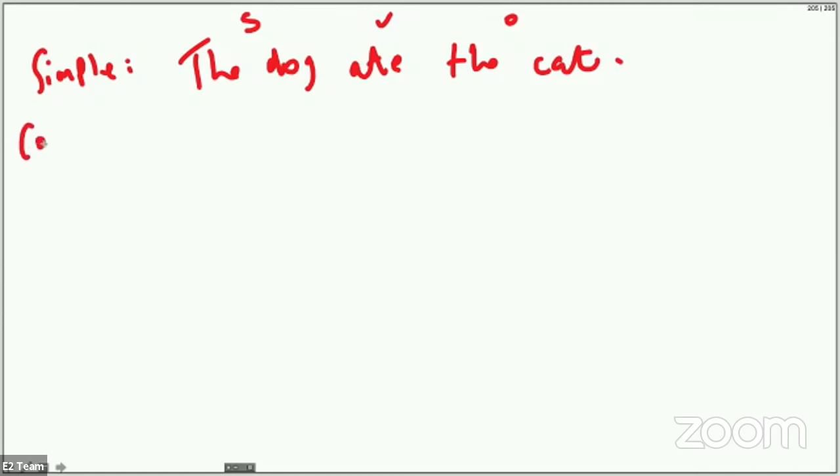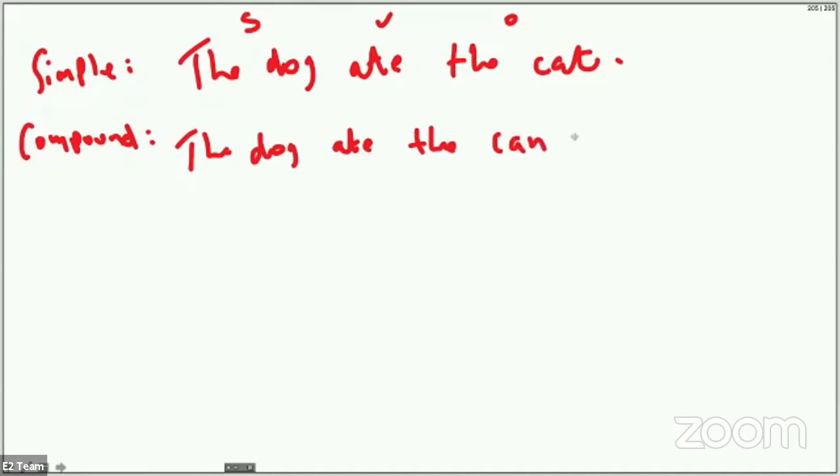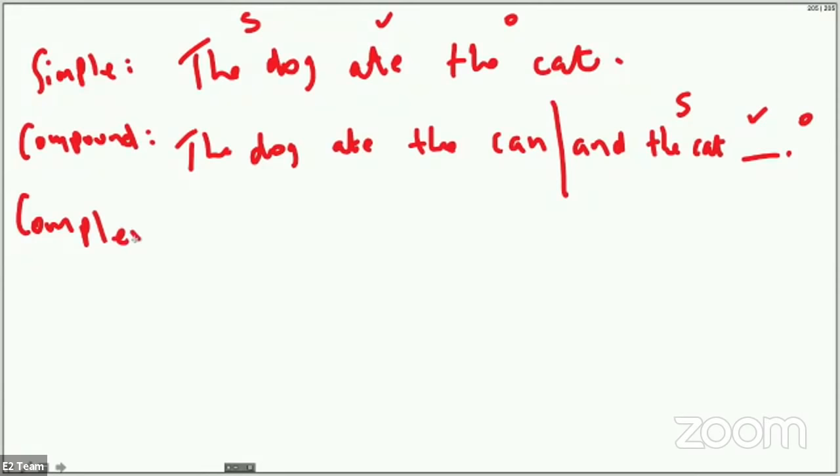Cool. Let's do a compound sentence. This means basically you just join two sentences together. So: the dog ate the cat, and the cat, whatever, was delicious. Okay, you can see you've basically got two sentences here, each with a subject, a verb, and an object. That's a compound sentence. Now, a complex sentence is when you have a sentence part. So you have the dog ate the cat. So you can have a simple sentence, ate the cat.